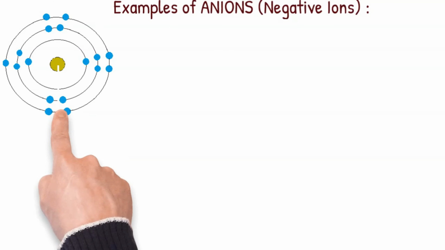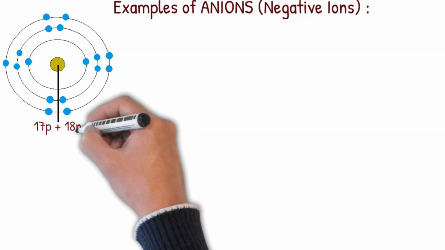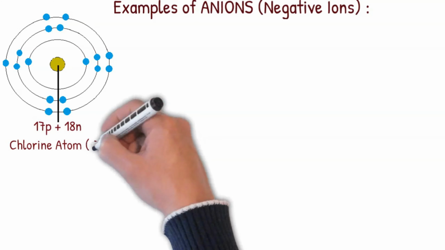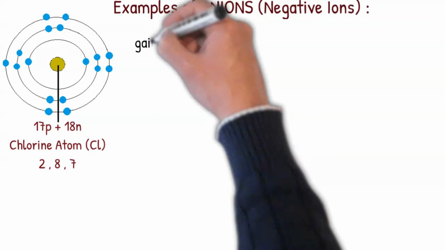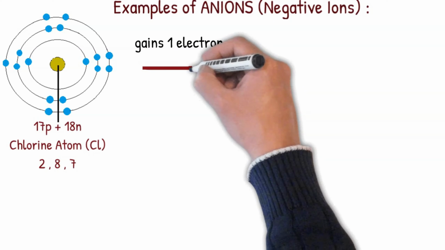Examples of anions, negative ions. The nucleus of the chlorine atom has 17 protons and 18 neutrons, its electronic configuration is 2, 8, 7. Chlorine gains 1 electron.